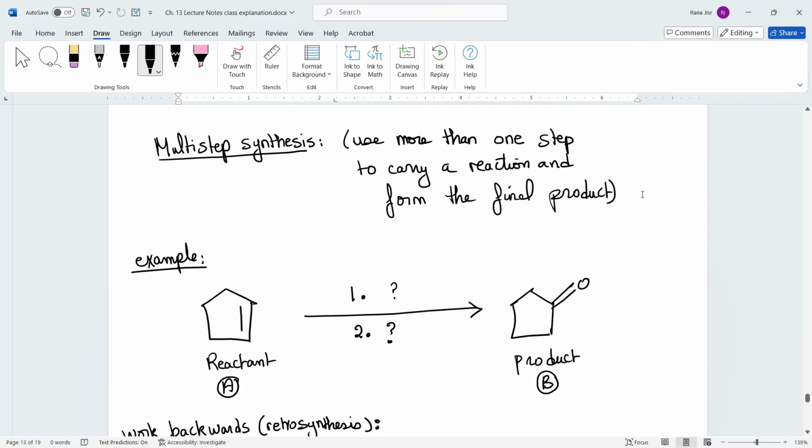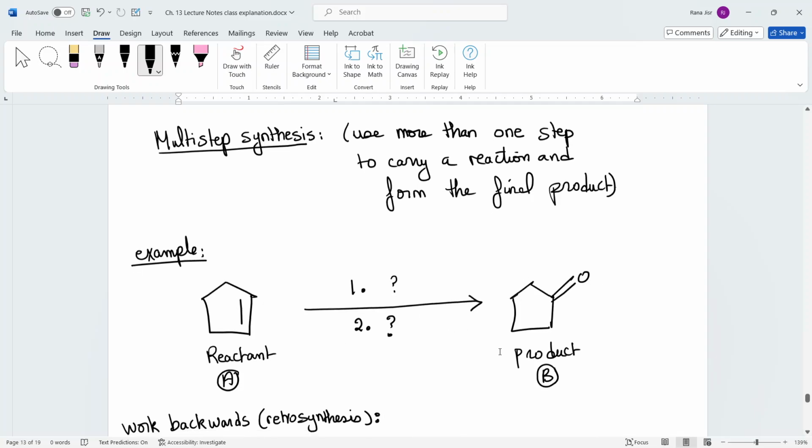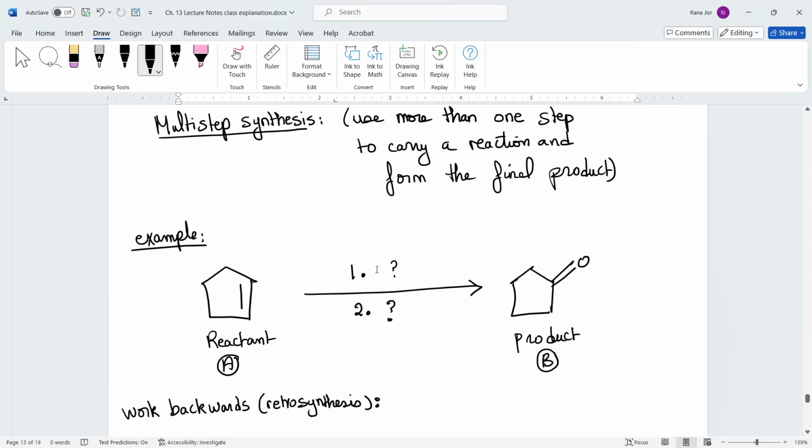The last section is multi-step synthesis. What is that? This is actually a process where we use more than one step in order to carry out a reaction and form the final product. So with these types of reactions, what normally is asked is you are given a reactant and you are given a product. And you're asked, go ahead and find the reagents that are necessary to go from reactant A to product B.